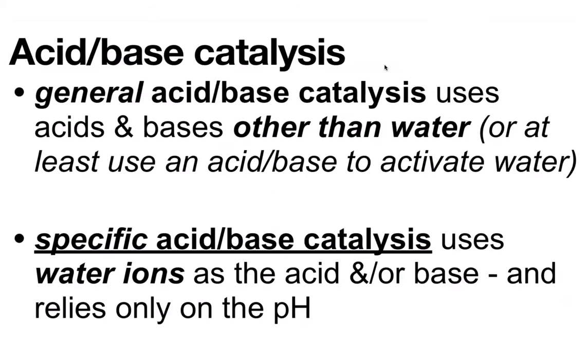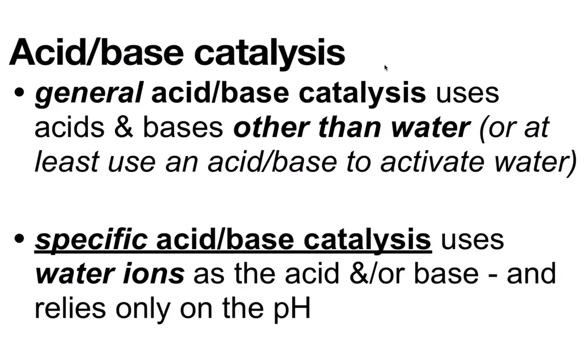So pretty much all enzymes are going to use entropy catalysis, and a lot of them are going to use acid-base catalysis, but not all of them. So remember we had two types of acid-base catalysis, no pun intended. General acid-base catalysis is going to use acids and bases other than water, or at least they're going to use an acid or a base other than water to activate a water molecule. Whereas specific acid-base catalysis is going to use water ions as the acid or base, and they're going to rely only on the pH.